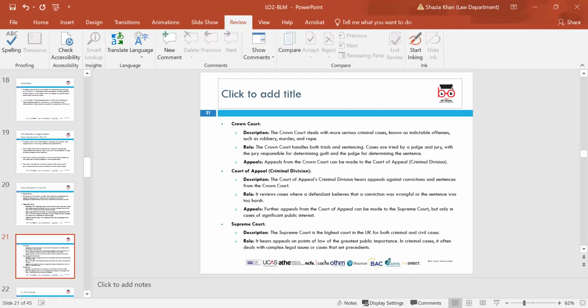The allocation of triable either way offences is heard at the Crown Court. Court of Appeal.